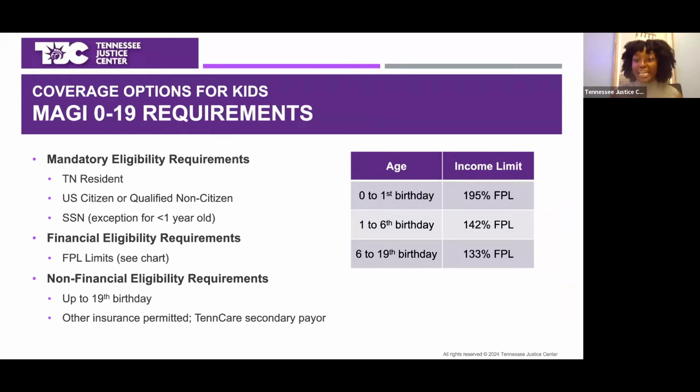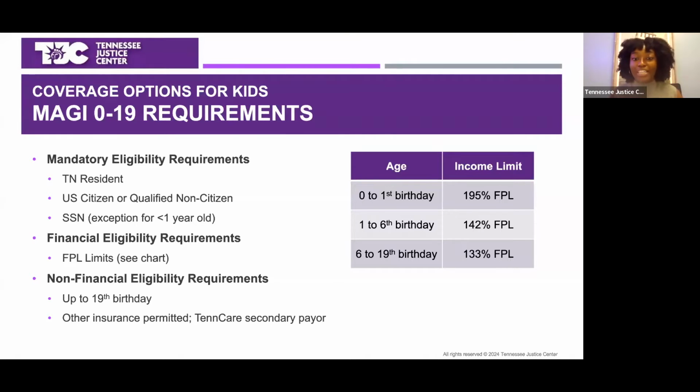On the right-hand side of your screen, there's a table that breaks down a child's age and the corresponding income limit. So again, remember there is that additional 5% tacked on to those limits. So it's really 200%, 147%, and 138%. As you can see, as a child gets older, the income limit gets progressively more strict. So sometimes we have to utilize other categories to keep older children covered, but we'll get to what those other categories are later.